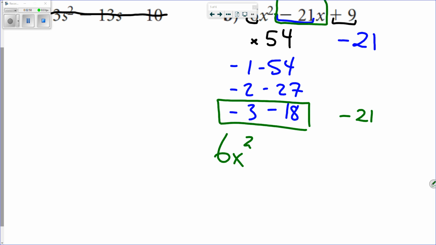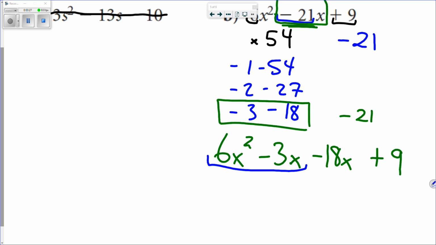But for this example, we're going to write the negative 3 part first. Then we're going to write the negative 18 part. Right, those combine for the negative 21x that we have right here. Right, we're not losing that negative 21x. It's still there. It's just broken up. It's decomposed into two pieces. And then we have our plus 9 at the end. So again, we're going to split it up into two parts.